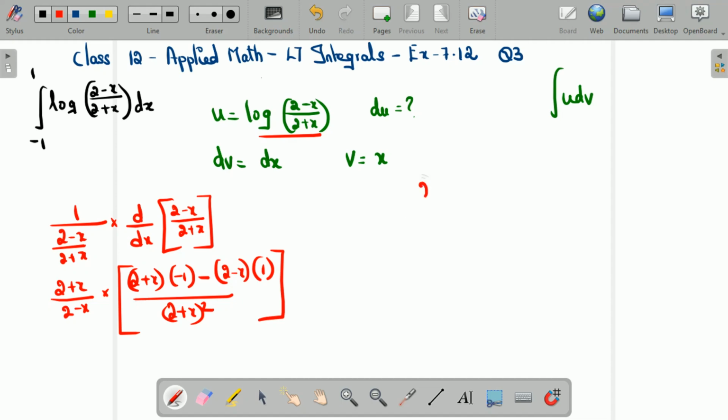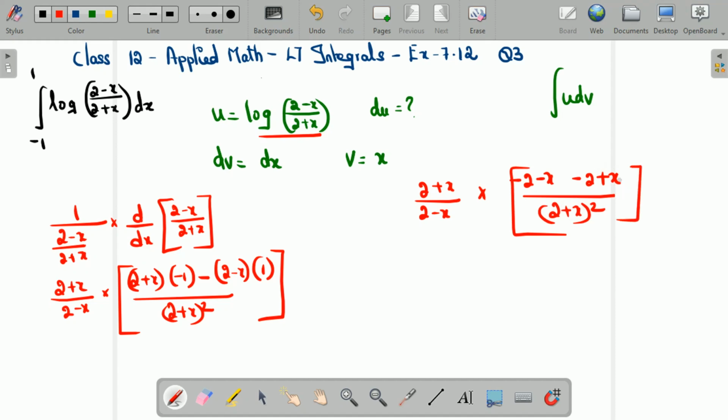So if you simplify, this is going to be (2 plus x) divided by (2 minus x) into minus (2 minus x), minus (2 plus x), the whole thing divided by (2 plus x) the whole squared. If you see, the plus x and minus x will get cancelled. One of this term and one of this will get cancelled. So the final answer that you will see is minus 4 divided by (x plus 2) into (2 minus x). I am bringing the negative sign down here, so this can be written as 4 divided by (x plus 2) into (x minus 2) dx.